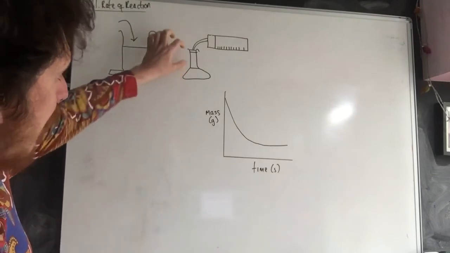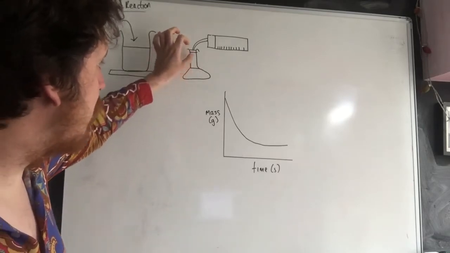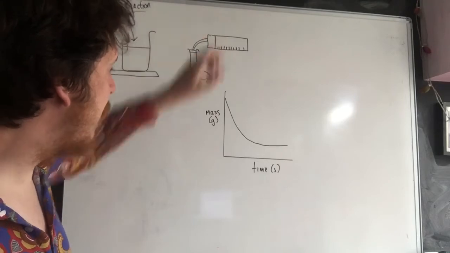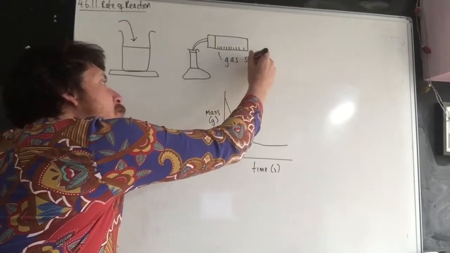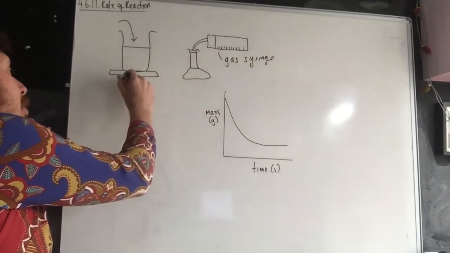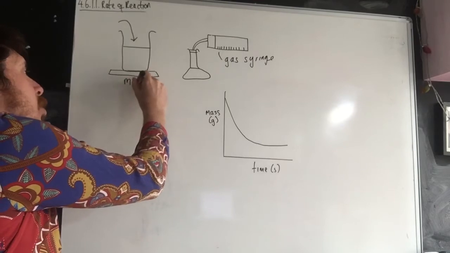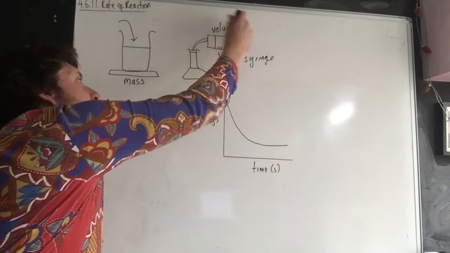Also, you may mix together two chemicals in a conical flask, and if you do that, a gas may be produced, and you may collect the amount of gas in a gas syringe. So what you are looking at is the change in mass, or the change in volume.